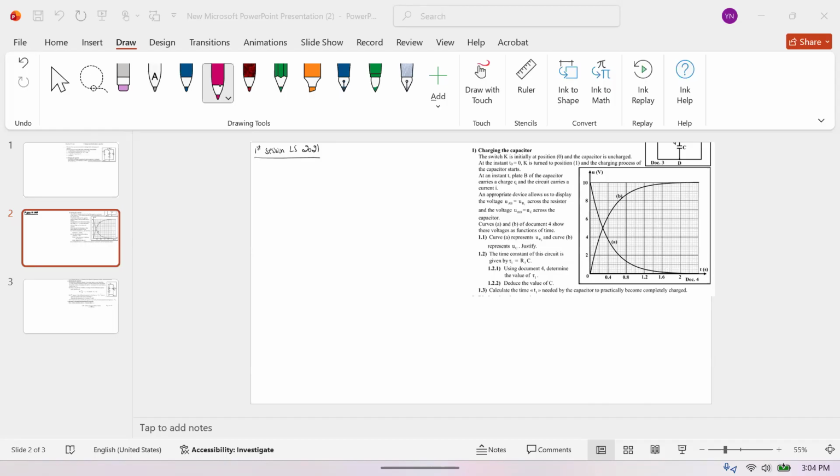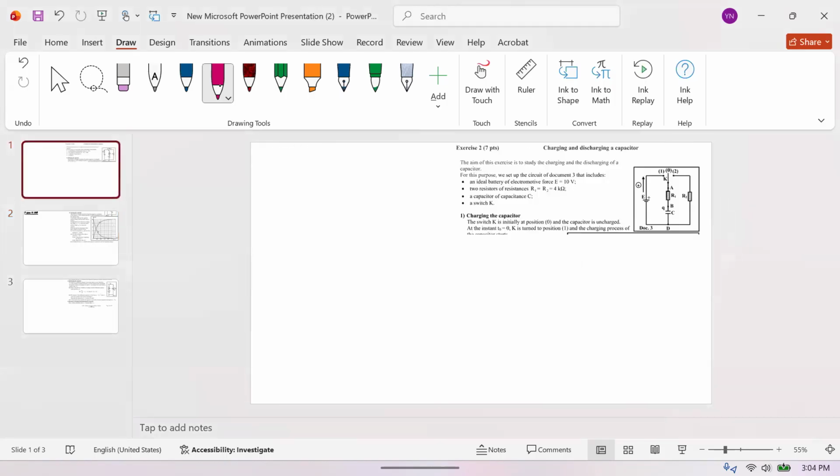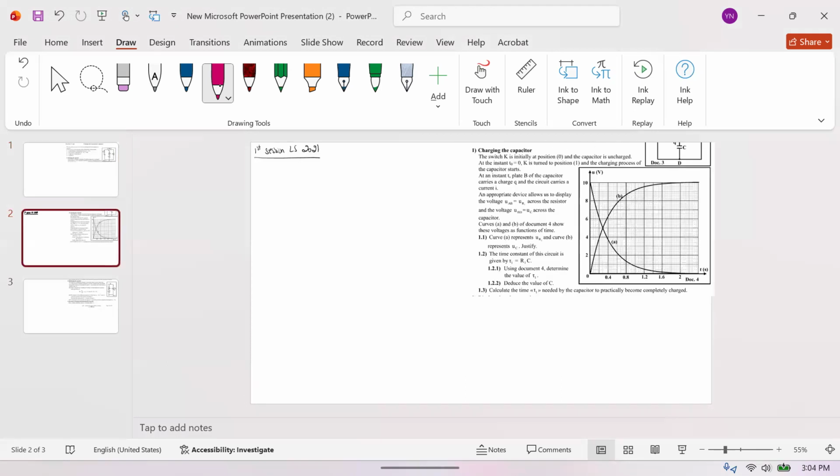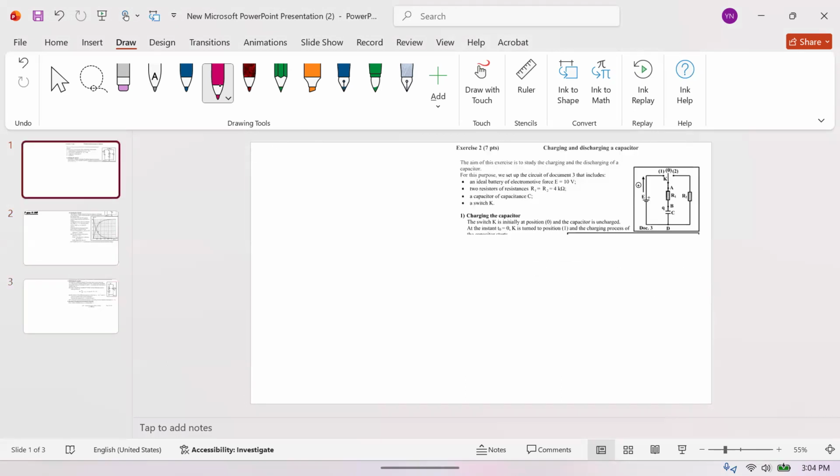Now I'm starting with the first session, LS 2021. In this exercise, we have two parts, charging and discharging as usual. The aim of the exercise is to study the charging and discharging of a capacitor. For this purpose, we set up the circuit of document 3 that includes an ideal battery that has an electromotive force E, and two resistors. Usually we have only one, now we have two, so we have to be careful about it. Charging the capacitor now.